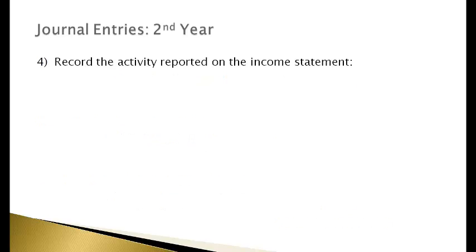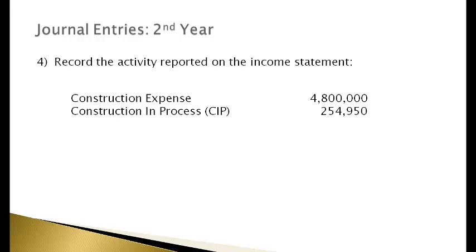The last entry records the revenue earned, cost incurred, and the estimated income earned in the current year. Construction expense is recorded for the amount of cost incurred during the period. Construction in process is recorded for the amount computed on the table. Income is a debit, and losses are a credit. Construction revenue is the amount that it takes to balance the journal entry.